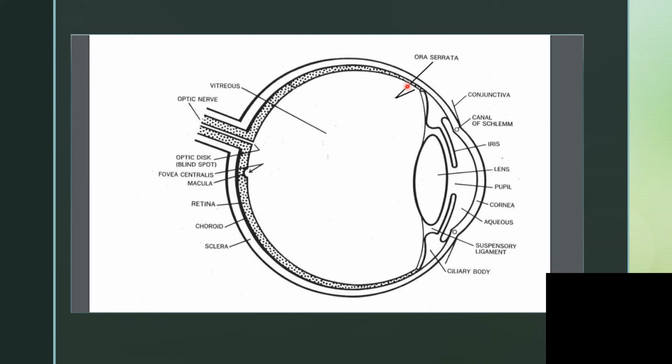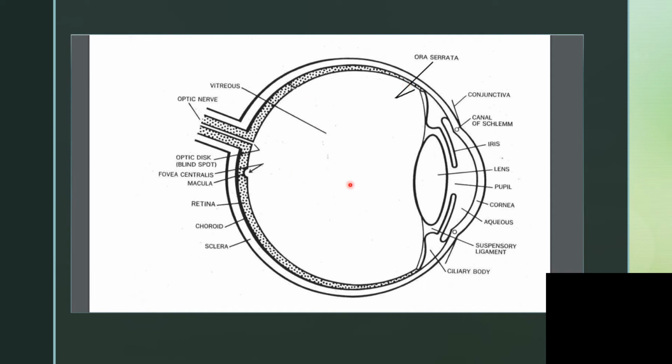It's the area of the inner eye where the retina ends and the choroid layer of the eye can be seen. It's basically the transition point to know where it is non-photosensitive to photosensitive. So it's just that transition point.